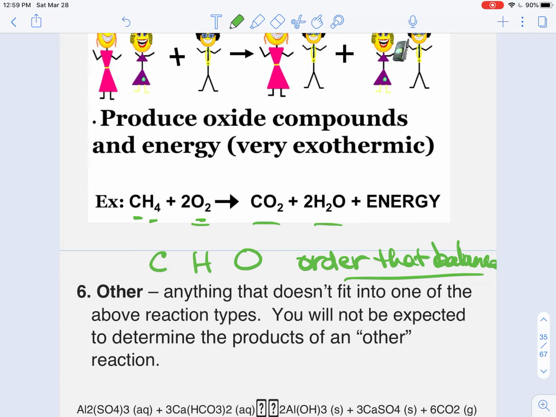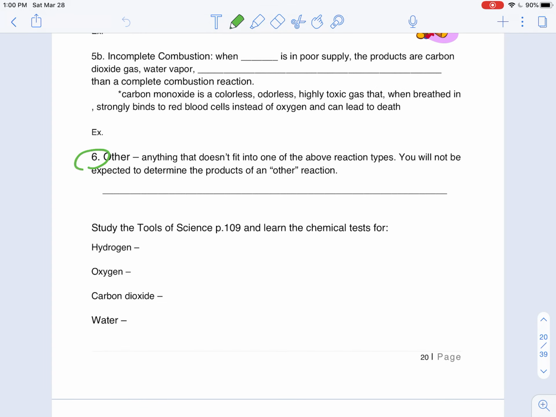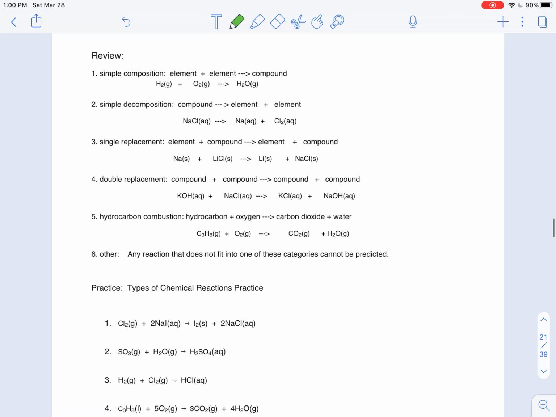I would like you to go to your notes and fill in those 2 pages about the types of reactions. By the way, anything that doesn't fit in the other 5 types, we would call it an other. So if there's a reaction that, for example, has 2 elements making 3 compounds, that would be considered an other.